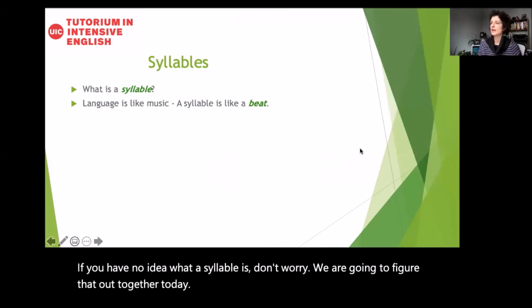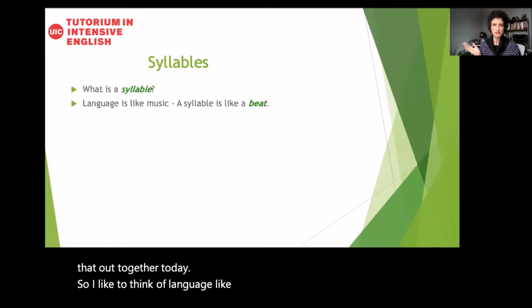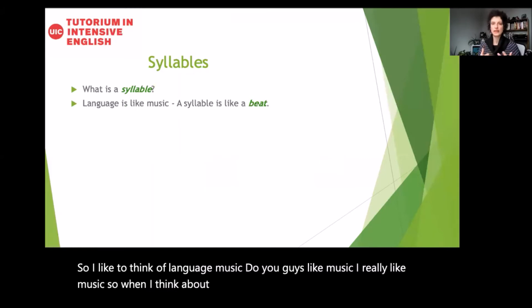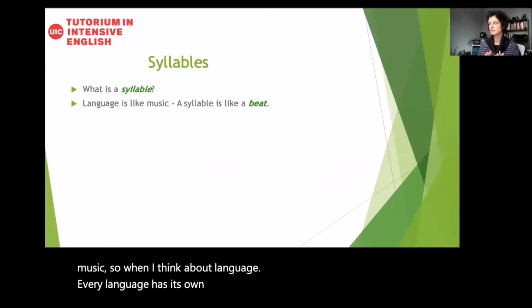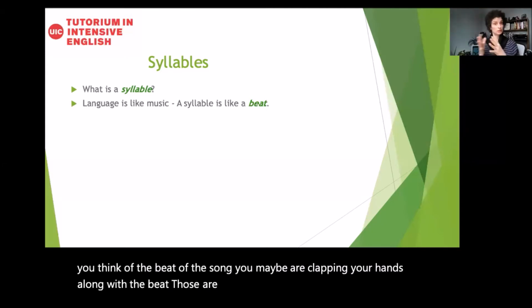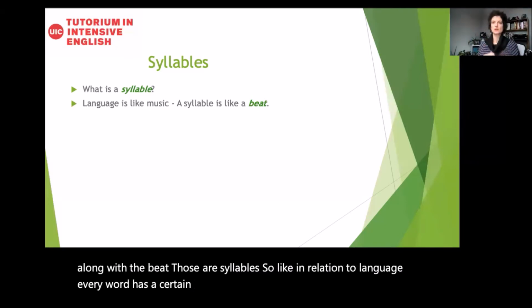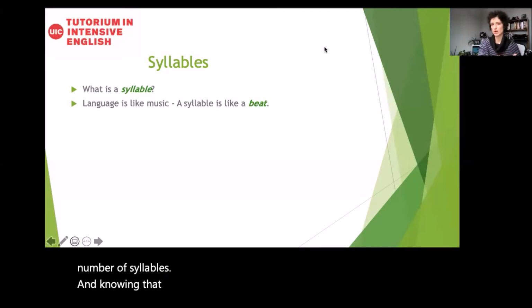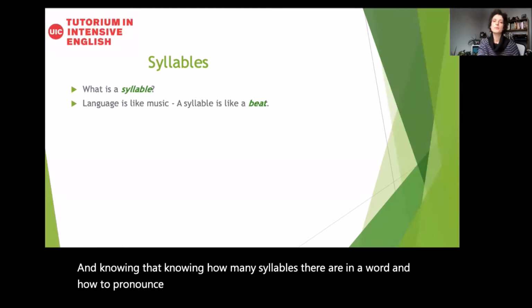So I like to think of language like music. Do you guys like music? I really like music. So when I think about language, every language has its own music, and a syllable is like a beat, right? When you think of the beat of the song, you maybe are clapping your hands along with the beat. Those are syllables. So in relation to language, every word has a certain number of beats in it or a certain number of syllables. And knowing how many syllables there are in a word and how to pronounce those syllables can help us speak more clearly and be better understood.